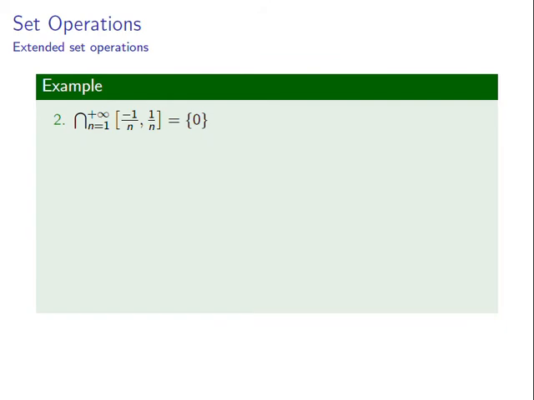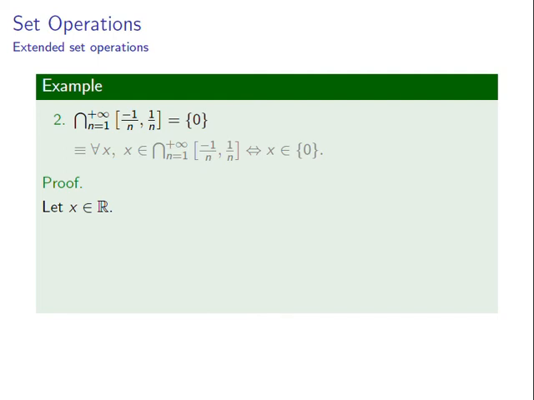Consider the following claim. The intersection of all closed intervals from minus 1 over n to 1 over n and from 1 to positive infinity is equal to the singleton with element 0. This is equivalent to the condition for every x, x is an element of the intersection of all closed intervals from minus 1 over n to 1 over n and from 1 to positive infinity, if and only if x is an element of the singleton with element 0.